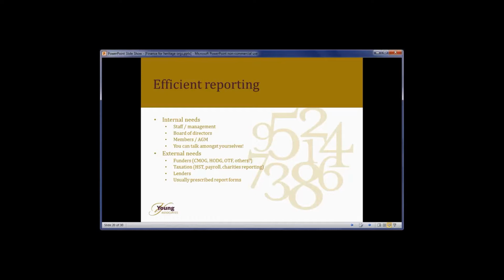I wanted to say a word about efficient reporting. One of the hard parts of working in the not-for-profit sector is just the number of people who need to get financial information from us. We've got an array of internal needs. So the folks working for your organization need accounting information so that they can do what they do, so that they know exactly what's going on financially and what their results are. The board of directors needs reports.